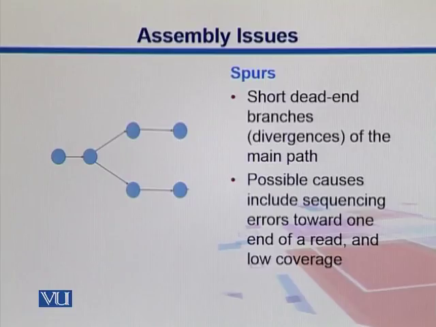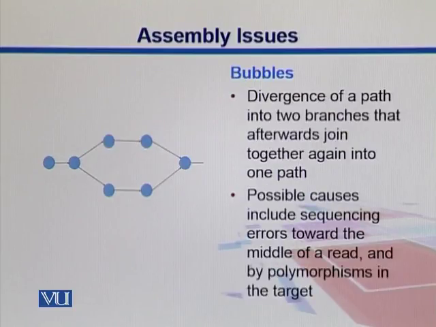What are the possible causes? There might be sequencing errors towards one end of the read, and maybe it's because of low coverage. Bubbles are formed if we have a divergence of the path and then afterwards there is convergence. That kind of arrangement is called a bubble. Again, it's related to sequencing errors, which are now in the middle of the read, and there might be polymorphisms in the target. So that can be a reason. That is why bubbles are observed in the assembly.